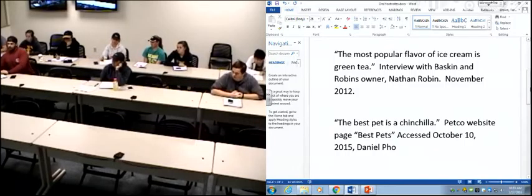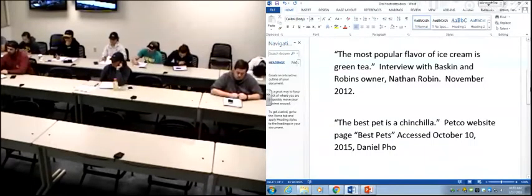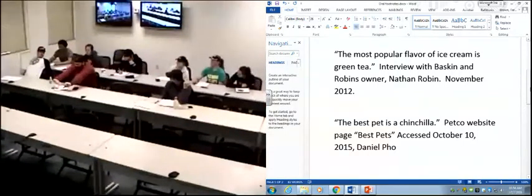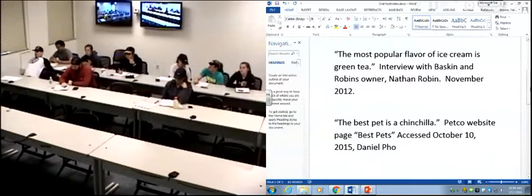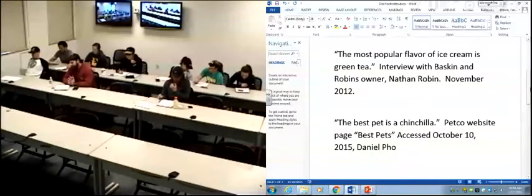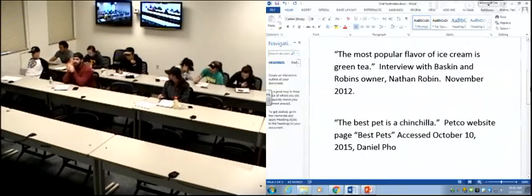Very good. So there's an example of splitting it up. You can do that too. It doesn't all have to be together. It needs to be around the quote, but you don't have to put it all together. Give us what you got. Okay, give us what you got. According to the Baskin-Robbins owner, Nathan Robbins, in November of 2012, green tea is the most popular ice cream flavor. Nice job. Nathan Robbins, the owner of Baskin-Robbins, said in a November 2012 interview that the most popular flavor of ice cream is green tea. Very good.